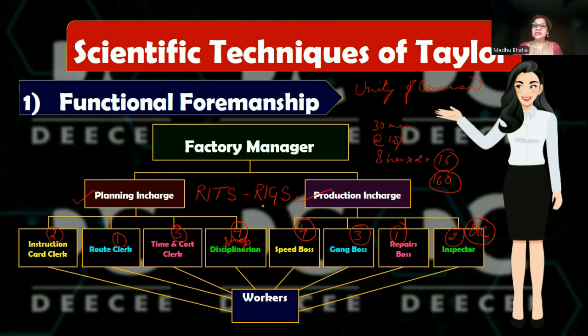So here we have RITs and rigs. Now guys, if you get a question particularly about functional foremanship. Now, if you remember, हमने second pre-board में question दिया था 6 marks का, where I had asked you to describe 4 things. One of that was functional foremanship.